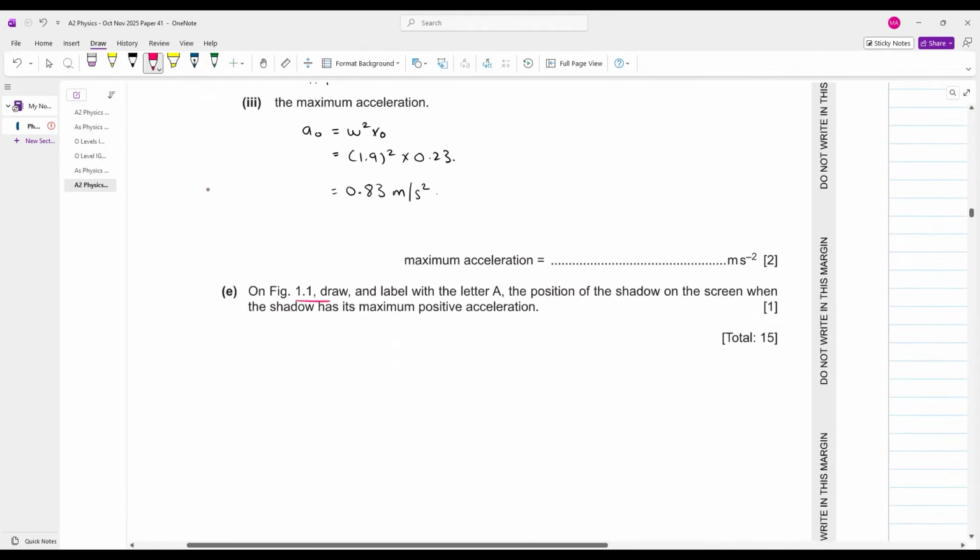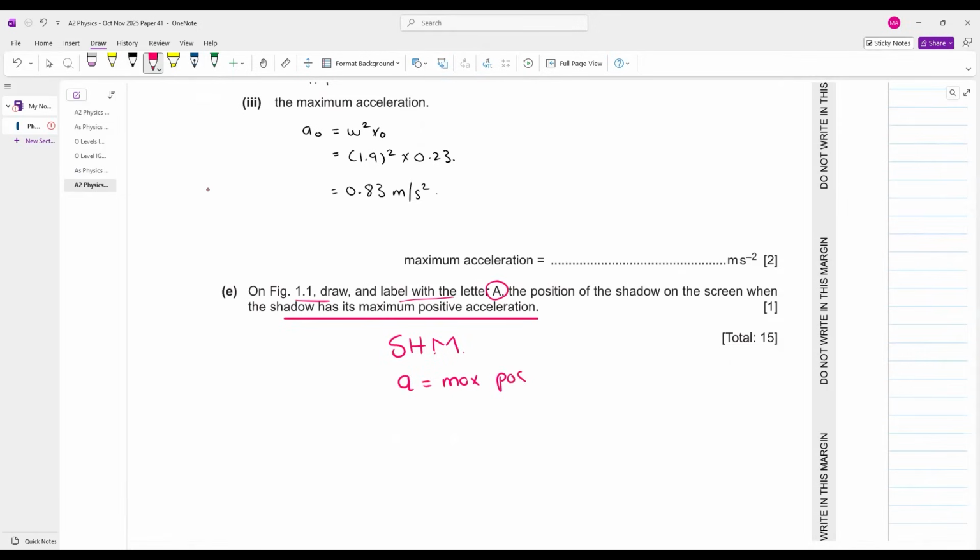On figure 1.1, draw and label with letter A the position of the shadow on the screen when the shadow has its maximum positive acceleration. See, beta, we are performing simple harmonic motion. If you want to have acceleration as maximum positive, what will happen to your displacement?